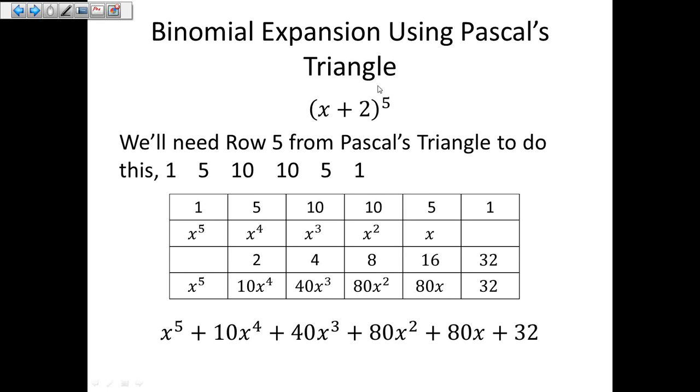So when you expand this binomial, it's x to the 5th plus 10x to the 4th plus 40x cubed plus 80x squared plus 80x plus 32. Way easier than if I had tried to do this out the long way.